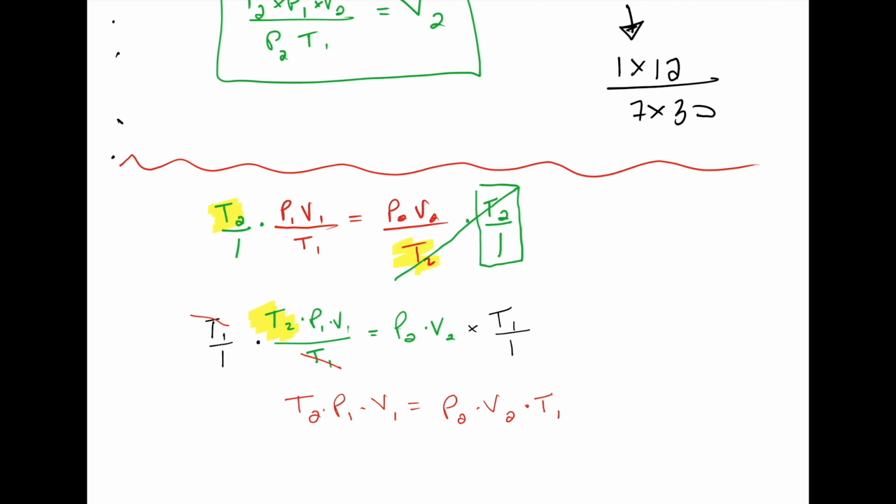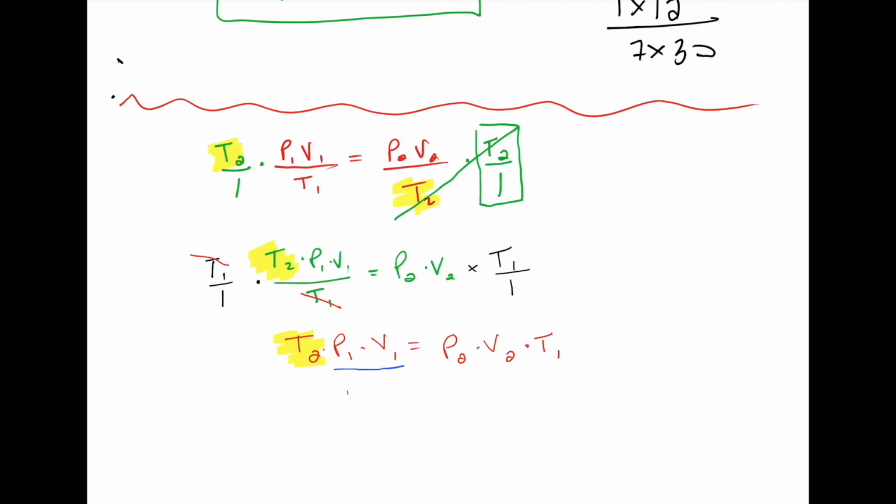Okay, and remember, we're trying to get T2 by itself. So now divide the left side by P1 V1 and divide the right side by P1 V1. And on the left, P1 times V1 cancel out. And you're left with T2 equals P2 times V2 times T1 over P1 times V1.